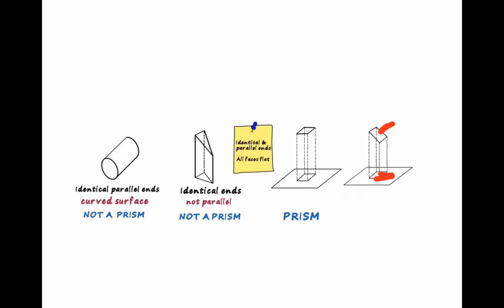They are identical, but they are not parallel, because you see the top is inclined, right? They are not in the same line, so they do not have parallel ends. They have identical ends, but not parallel ends. The other surfaces are still flat, but as they do not satisfy the conditions, as they are not parallel ends, this should not be considered a prism, right?